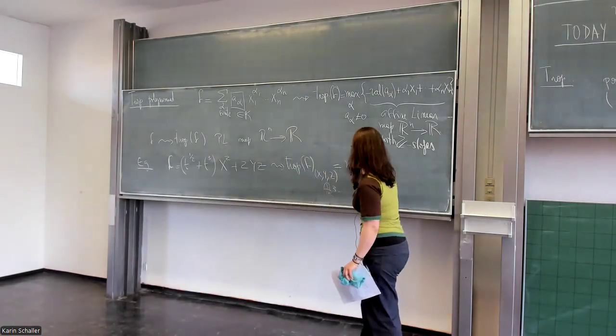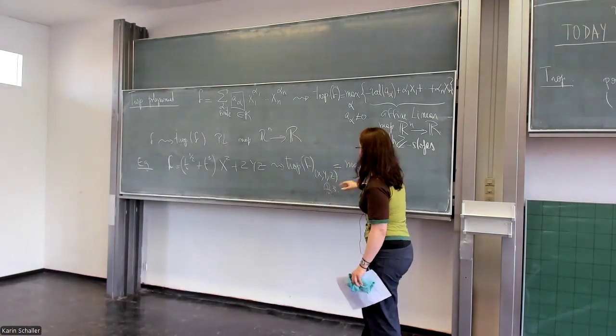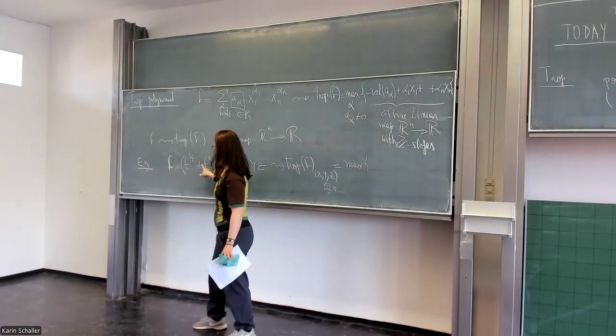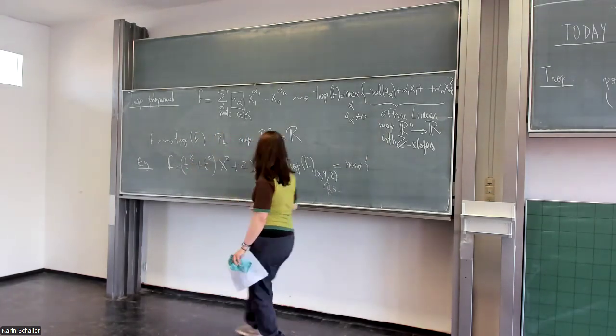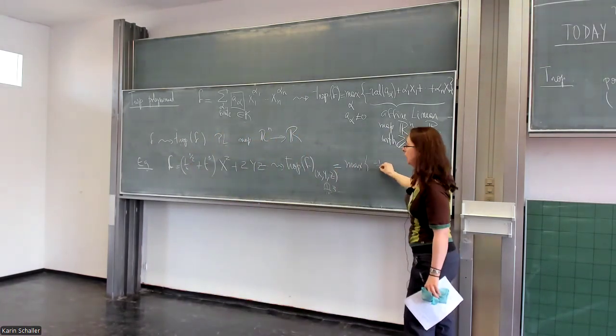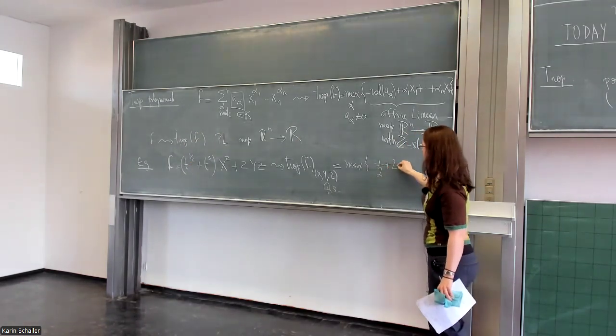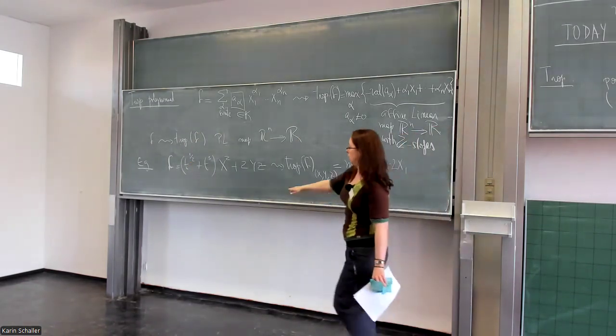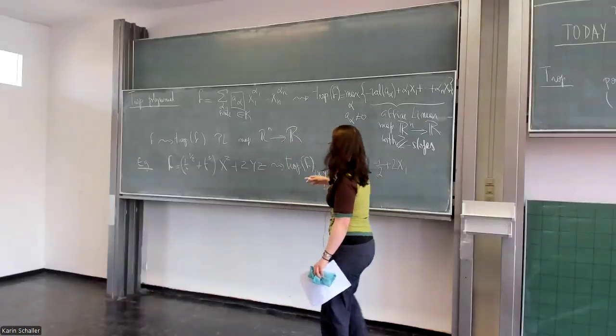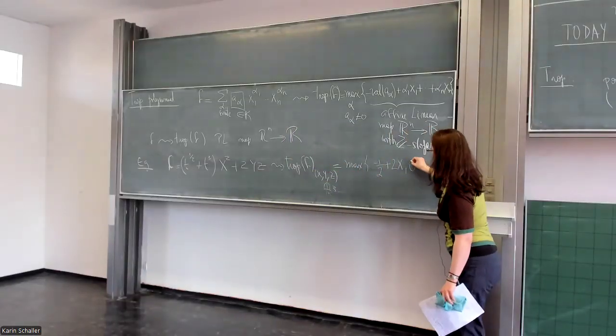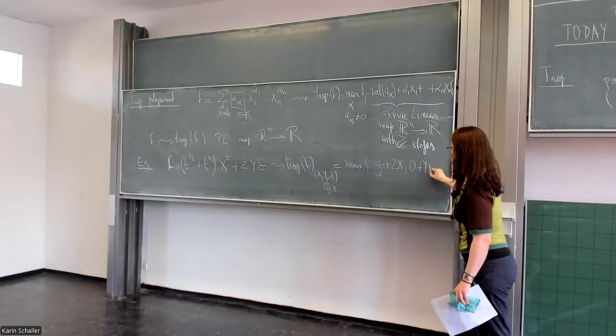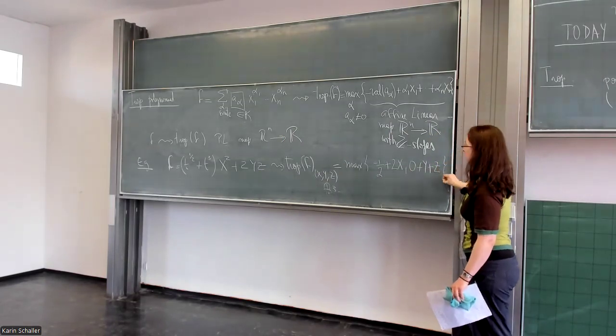So this is going to become the max. I have to replace the coefficient by the negative of the valuation. So I'm going to have minus 1/2, then I'm going to have 2x. And then for the second term, the 2 has valuation 0, and then I'm going to have plus y plus z.